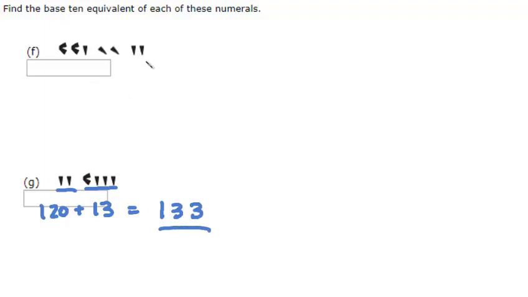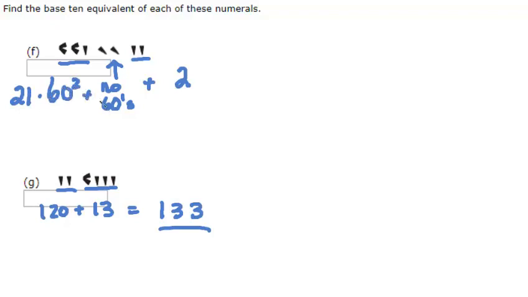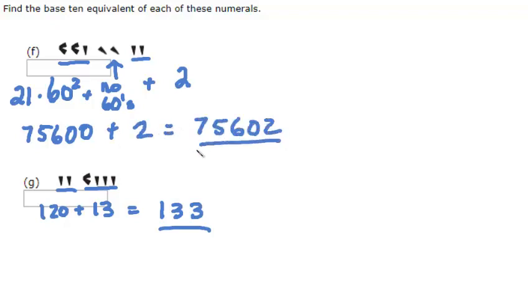So that one's done. Now this one is a little tougher because it has this placeholder here. So let's look at it in chunks. I have 3 chunks where my second set here, so there are no 60s in this one. This would be 2, and this represents the fact that there are 21 60s squared. Now if you multiply that out, which I already did, is 75600 plus none of those 60s plus 2, so this answer would be 75602. Not quite as easy as just the straight adding one, a little more intricate.